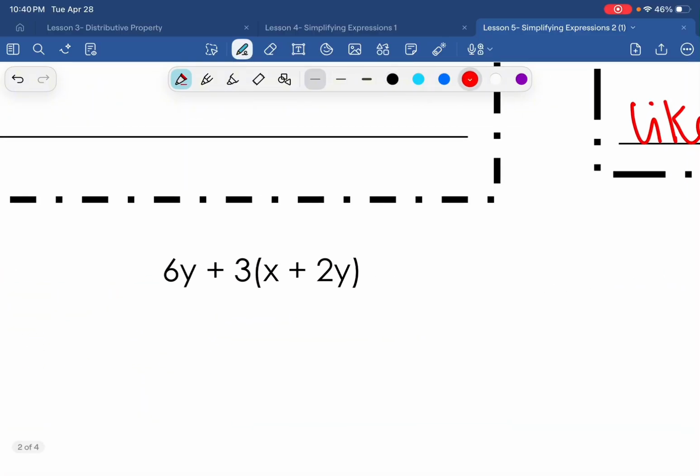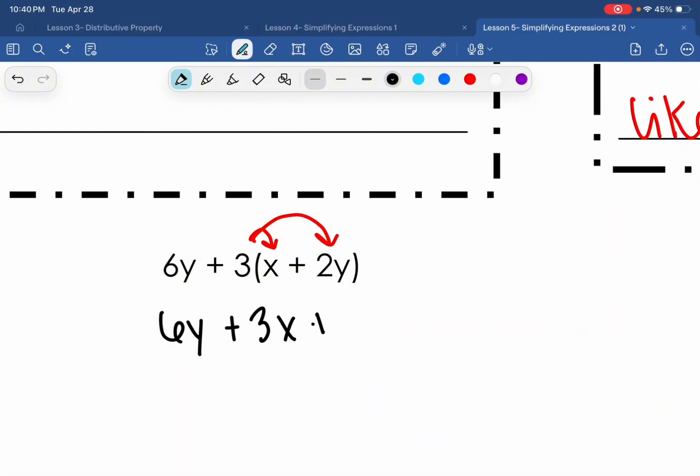All right, for this one, you needed to have distributed to all terms before simplifying. So you should have written 6y plus 3x plus 6y. Now you can combine like terms. So you should have done 6y plus 6y and gotten 12y plus 3x. If you got that answer, give yourself a pat on the back. Good job.